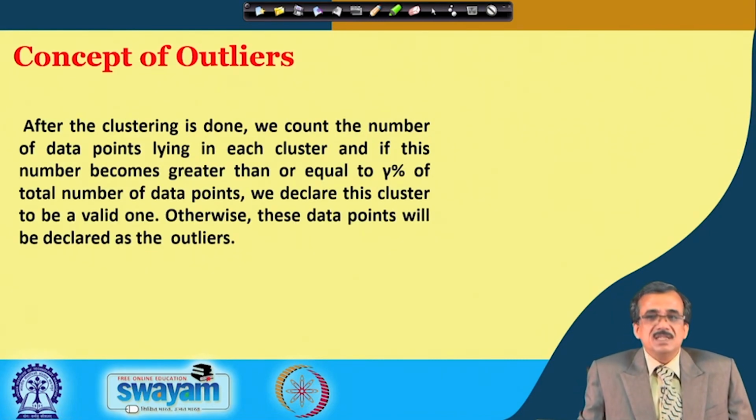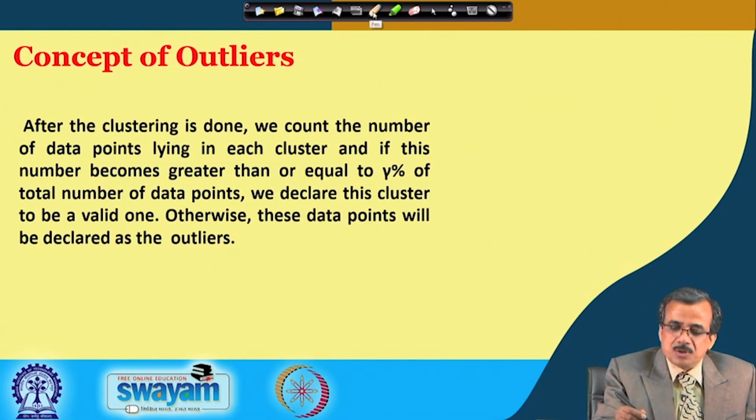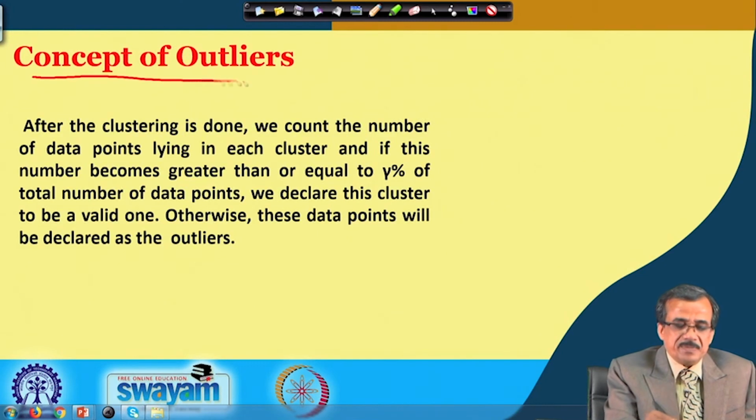Now, here I just want to tell you that this clustering algorithm is very flexible, and if I change the value of this beta a little bit, there will be too much change in the obtained clusters, and that is why this clustering algorithm is very flexible. Now, here I am going to discuss one concept, that is the concept of outlier.